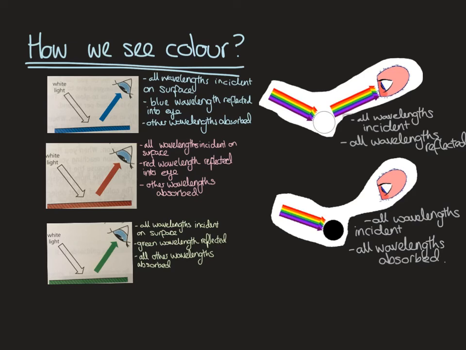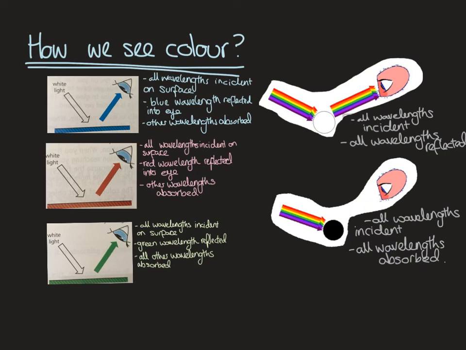So just to confirm the situation as well, if we're seeing an object that looks white like white paper, all the wavelengths are incident on that object, and it's reflecting all of the wavelengths into our eye, and so our brain interprets that as white. And if you had a black object, all the wavelengths of light are incident on that object, but it's absorbing all of those different wavelengths, so none of the light is being reflected into your eye.